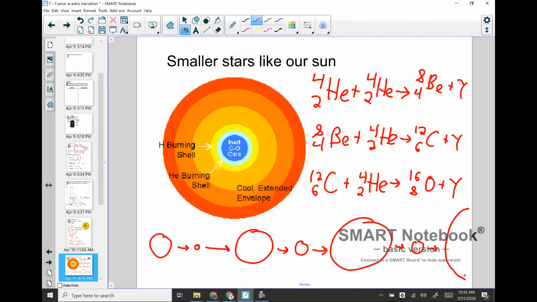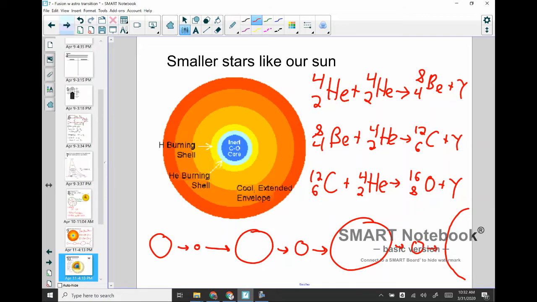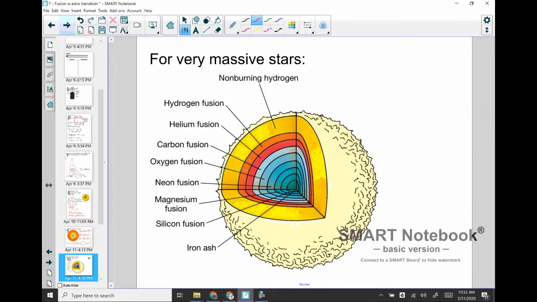We can't get all the way to iron. Our sun's not hot enough. It's not got enough pressure. It's not got enough material. So for a larger star, for very, very massive stars, they end up with this sort of layer cake aspect to them, where they'll go beyond carbon. They'll take 2 carbons to fuse neon and have helium as an output. They'll have 2 carbons to form magnesium.